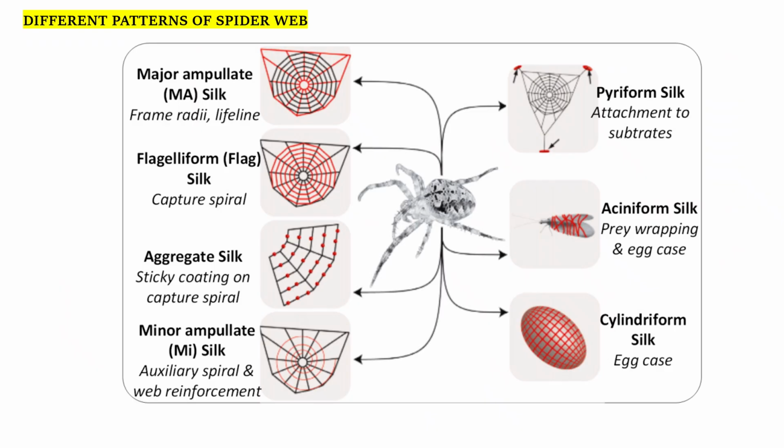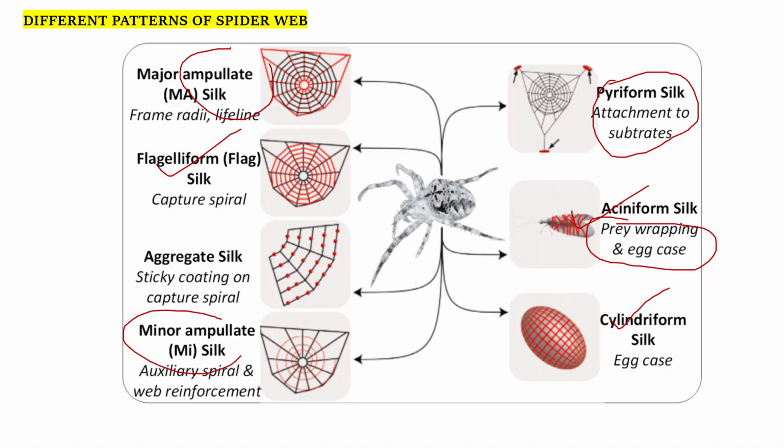Okay, so here I have shown some patterns of the spider web. You can observe that flagelliform silk is there, cylindriform silk, aciniform silk is there. Prey are wrapped inside the egg case. Pyriform silk is there. Ampullate silk is there. Minor ampullate silk is there. And every time the pattern is different. So these are some commonly observed patterns.